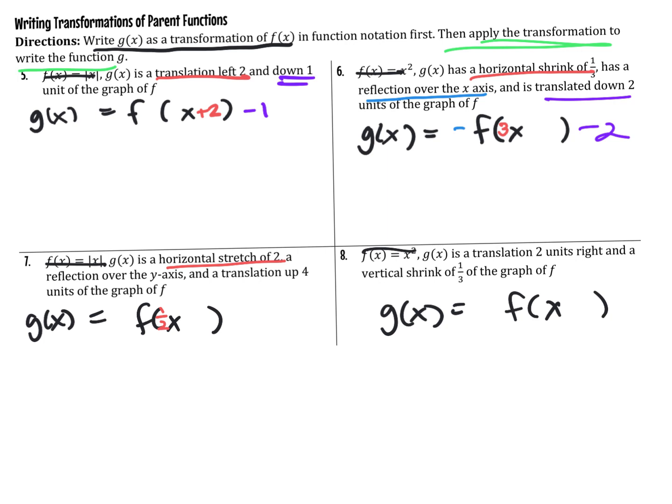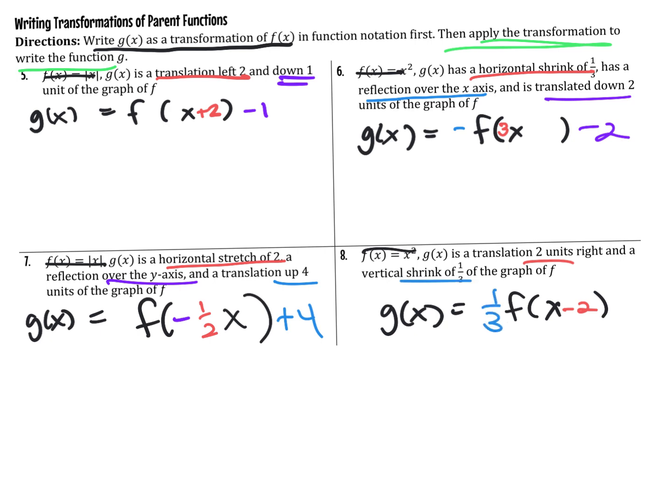There's a reflection over the y-axis, which means this is negative. I need to fix this so you can see that. There we go. And a translation up 4. And then last but not least, a translation 2 units to the right, a vertical stretch by a scale factor of 1/3. And that's writing each of these functions, g, as a transformation of f of x in function notation.